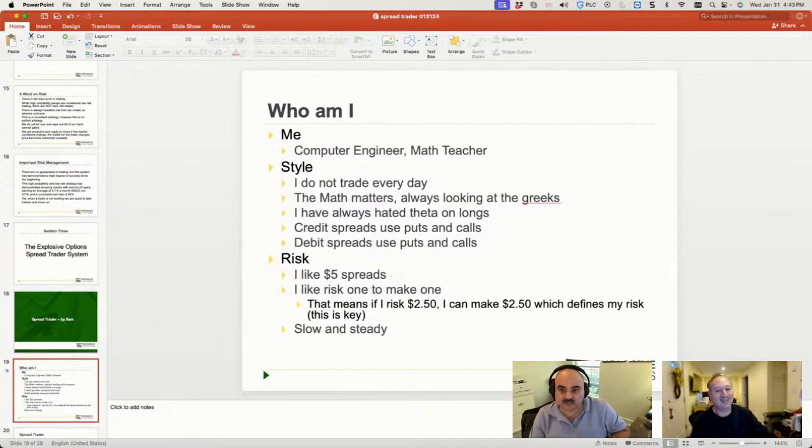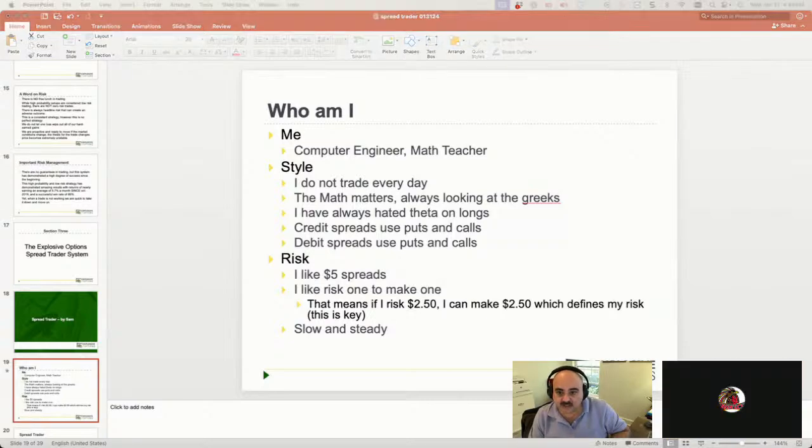Thanks, Bob. I appreciate the great compliments, and thanks everyone for coming today. So just a little bit about myself. I went to school for computer engineering, did that for about 15, 20 years. And then I went into the classroom and I taught math for 10 years in my giving back period, where I was teaching high school math. I left that and I'm back to doing engineering and trading with Bob.